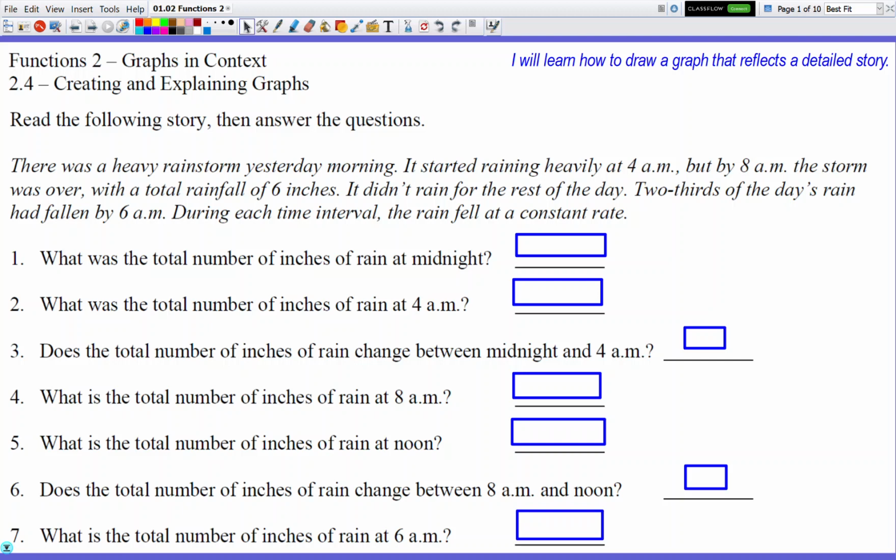In today's lesson, we're gonna basically turn a story into a graph, and when we turn it into the graph, we also have to make sure we can explain how we arrived at the graph. What did we see in the story, and what did it do to help us to determine the shape and the characteristics of how the graph looks?